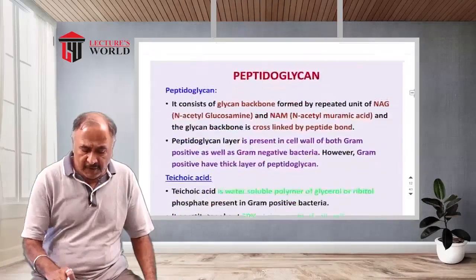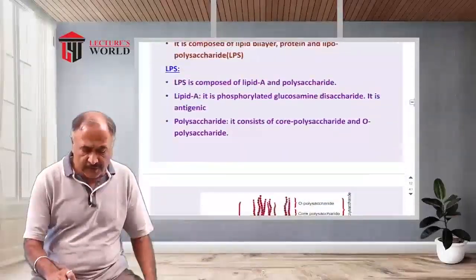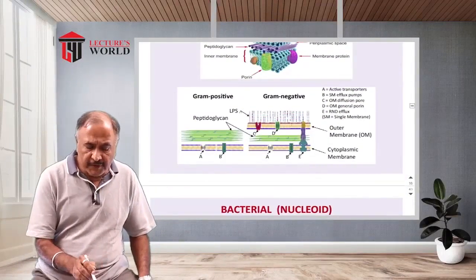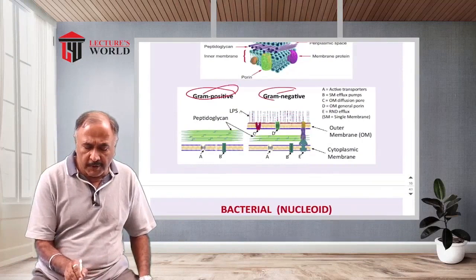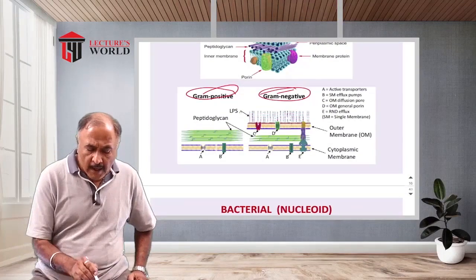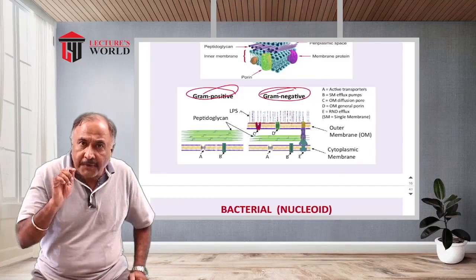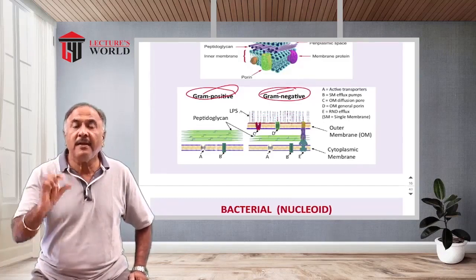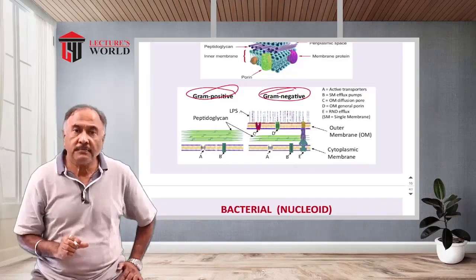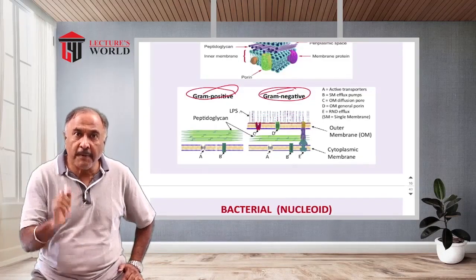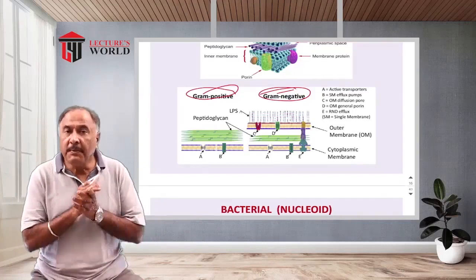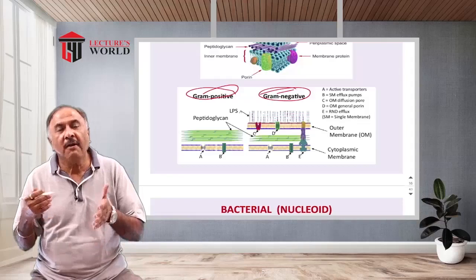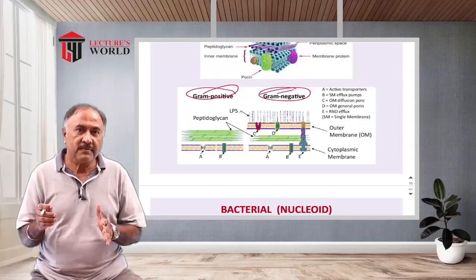But if we see the structure as such, see here, this is the difference shown between gram-positive and gram-negative cell walls. In the case of gram-positive, it is made up of peptidoglycan, but the peptidoglycan is thicker in size. A thick peptidoglycan layer is there. Lipopolysaccharide, or what we call the outer membrane, is absent.